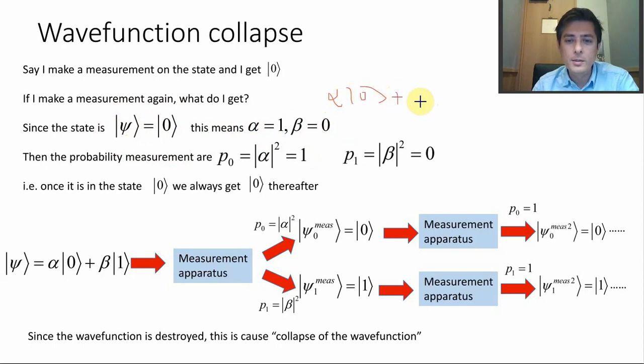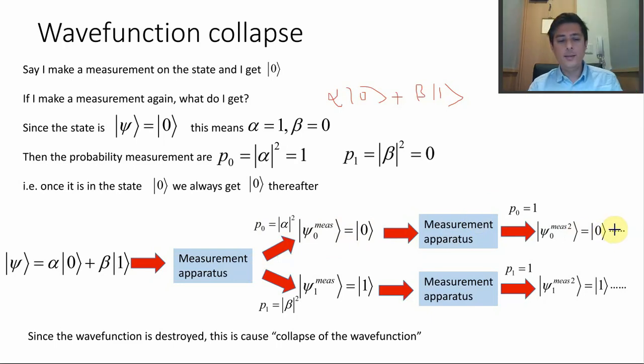So alpha 0 plus beta 1. The state is only 0, so beta is 0 and alpha is 1. If we repeat our procedure for what the probabilities should be, then obviously alpha is 1, so the probability of getting 0 is 1, and the probability of getting 1 is 0. So what this says is that after you've measured it, if you go and measure it again, you will always keep getting that same outcome. So this kind of makes sense.